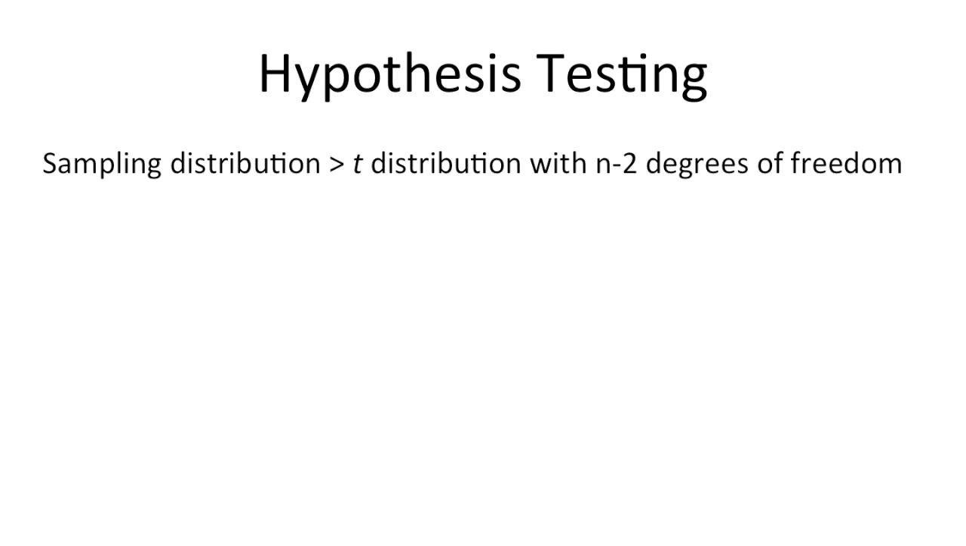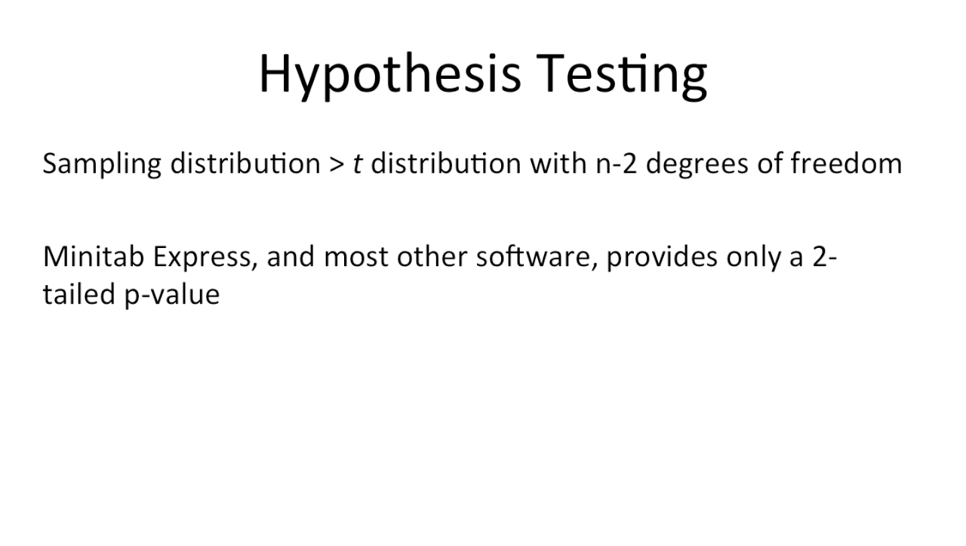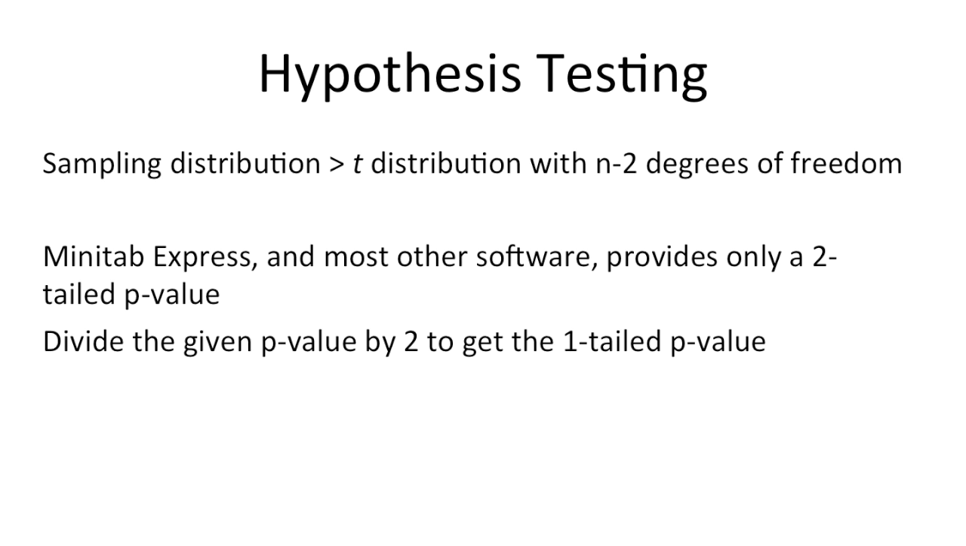In terms of hypothesis testing for simple linear regression, again, the sampling distribution is going to be approximated using a t-distribution with n minus 2 degrees of freedom. Minitab Express and most other software provide only a two-tailed p-value. If you have a research question that's one-tailed, so if you want to know if the slope is greater than 0 or less than 0, you would divide the given p-value by 2 to get the one-tailed p-value.